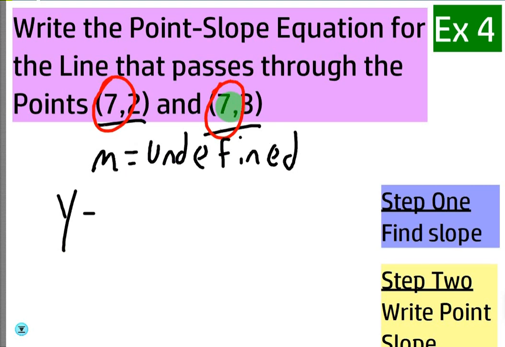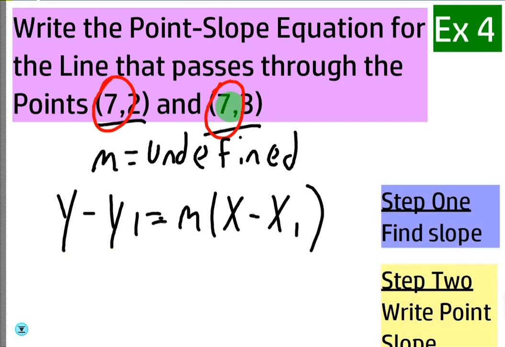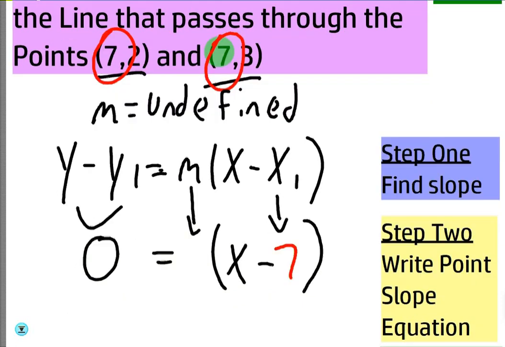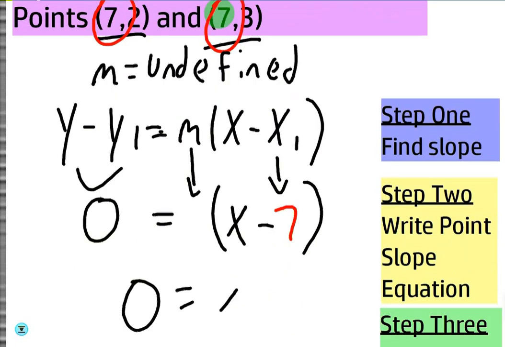Okay, so remember from yesterday, 2 things happen. Since the slope is undefined, it literally just goes away, disappears. The second thing that happens is the y minus y1 becomes 0. The only thing you have to do here after that is plug in your x1, which is the same as your x2. They're both 7. So I'm going to plug in 7 there. And then once you simplify that, you just get 0 equals x minus 7. Just take the parentheses away, and that's it.